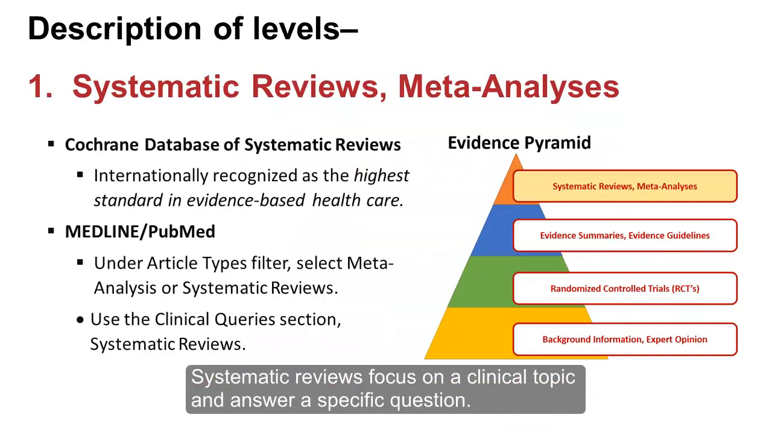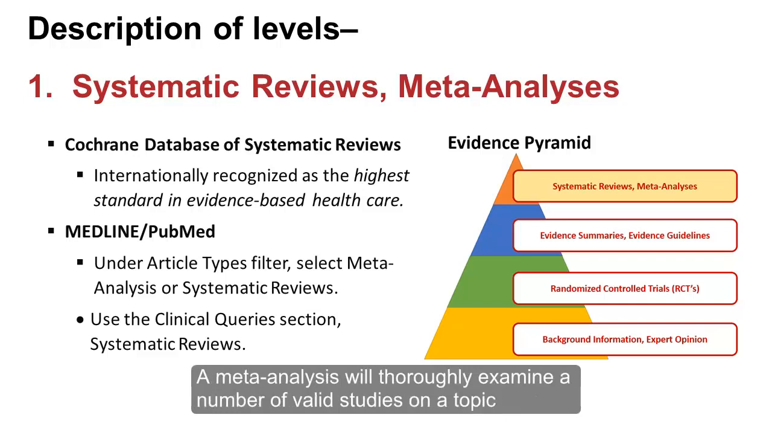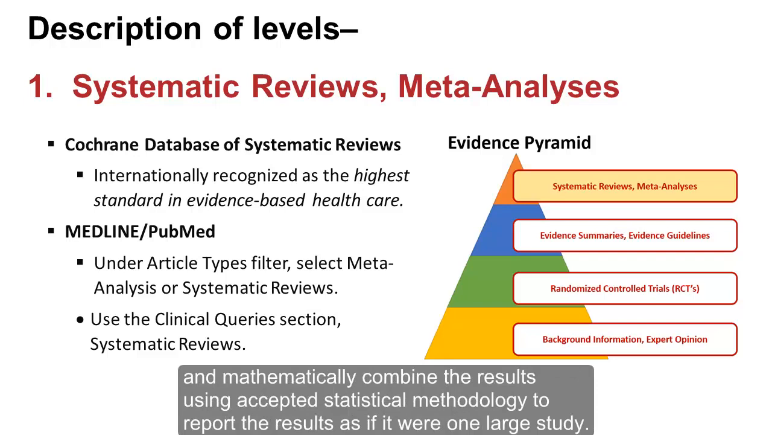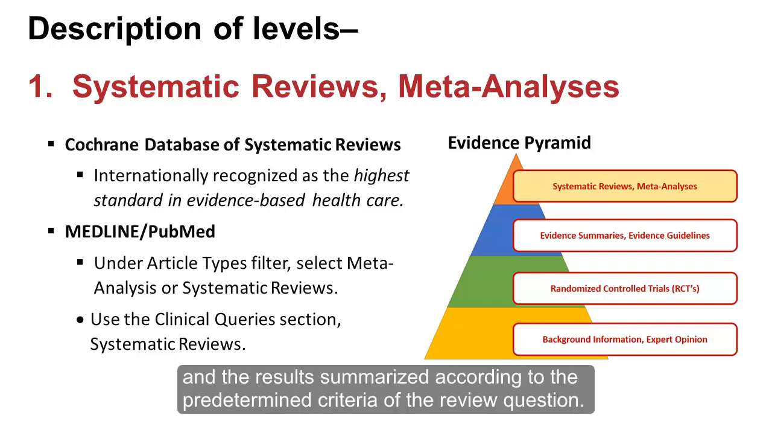Systematic reviews focus on a clinical topic and answer a specific question. An extensive literature search is conducted to identify studies with sound methodology. A meta-analysis will thoroughly examine a number of valid studies on a topic and mathematically combine the results using accepted statistical methodology to report the results as if it were one large study. Both types of resources contain studies or reviews that have been reviewed, appraised, and assessed for quality, and the results summarized according to the predetermined criteria of the review question.